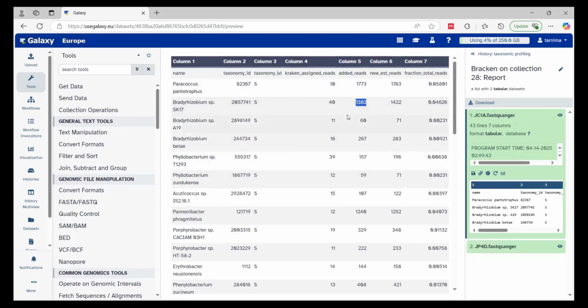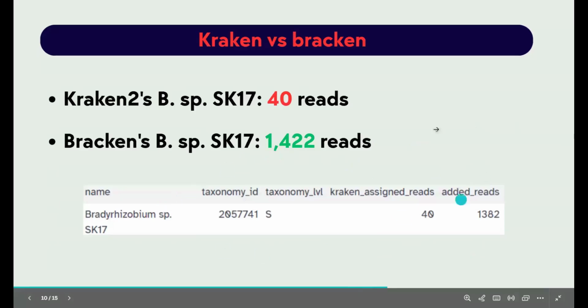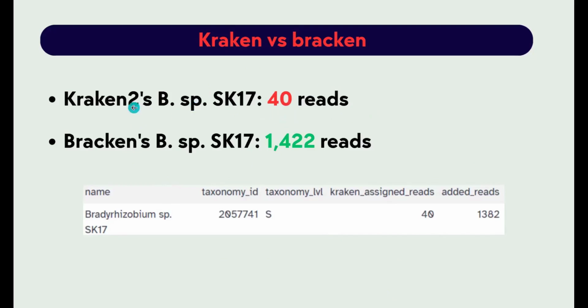We can move back to our slides. Just see this. Take a look and focus. Kraken 2 has assigned only 40 reads to this species, Bradyrhizobium species SK17. Bracken has assigned 1422 reads to this species, which is 35 times more than Kraken 2 detected.